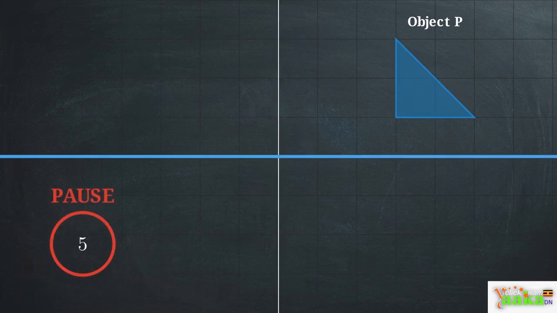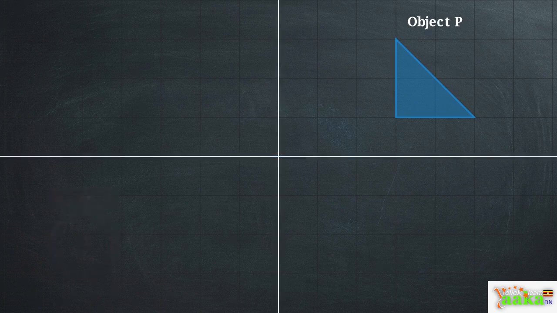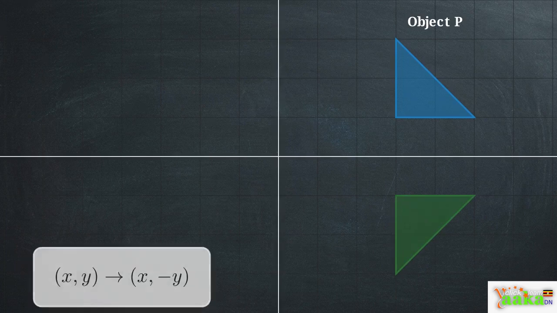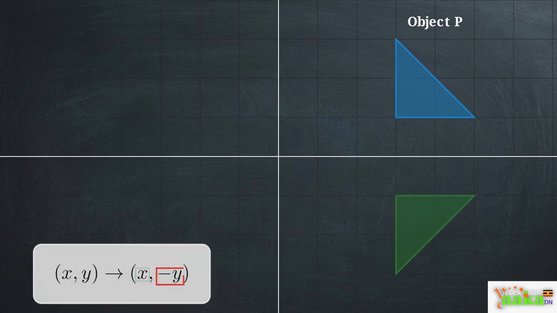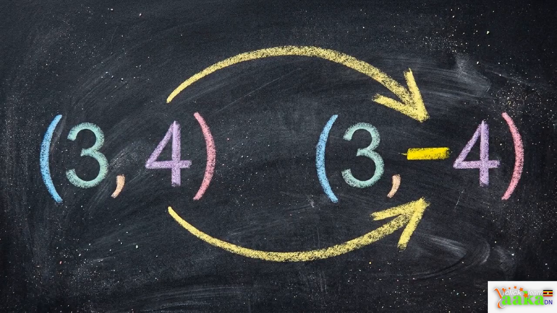Now let's test the inverse logic. Pause the video and look at object P. If we use the horizontal x-axis as our mirror line instead, what are the new coordinates? The object drops directly below the mirror line. The horizontal position stays exactly the same, but the height flips its sign. For standard reflections, you never change the numbers. You simply flip the positive or negative sign depending on which axis is the mirror.